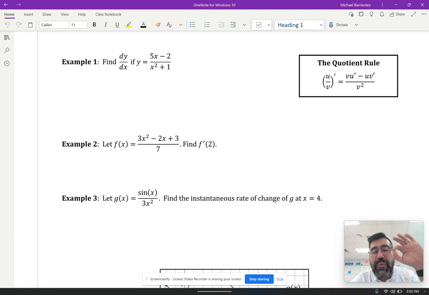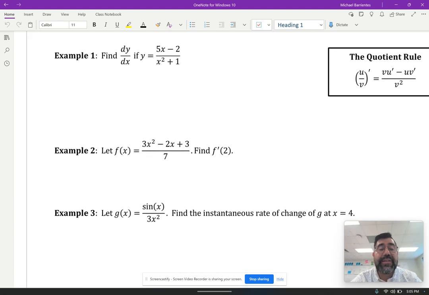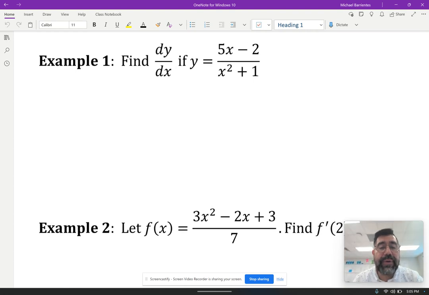I want to warn you that even though I'm looking at examples 1, 2, and 3 as being quotient rule eligible, it turns out one of them we can do a little bit faster and not have to set up the quotient rule. So let's start with example 1. We're going to do 1 and 2 in this video. We'll do example 3 in the next video.